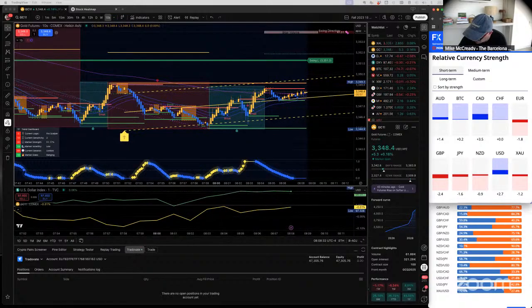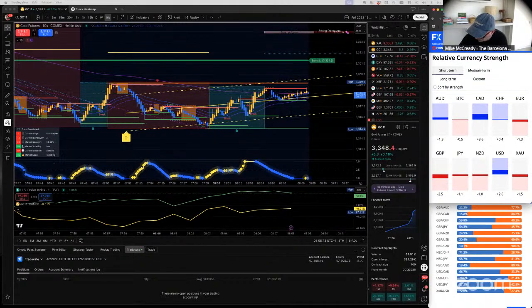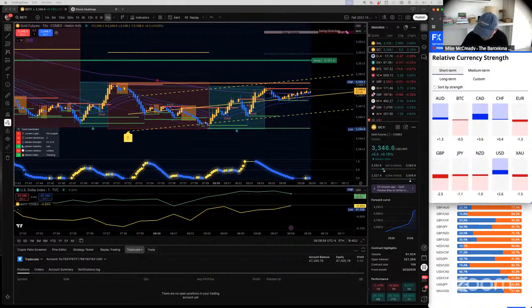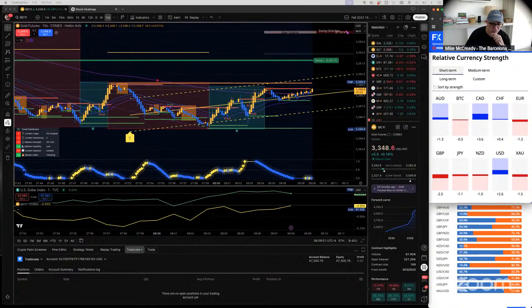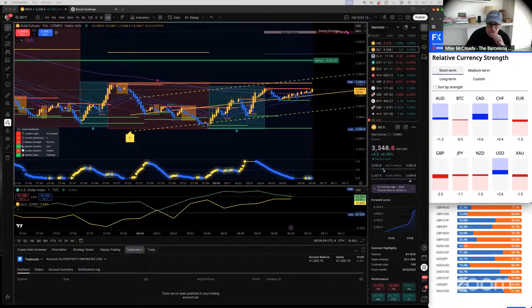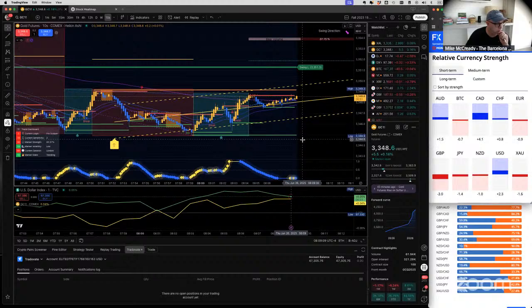Journaling. Executed. Hot stove exit. Negative 290. My hot stove exit is 275. Give myself a little bit of leeway sometimes depending on price action, but never let it get worse than that.